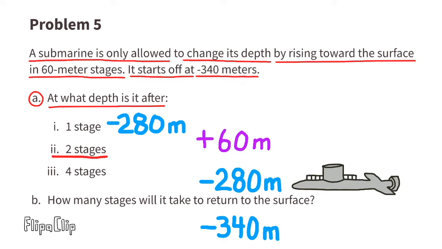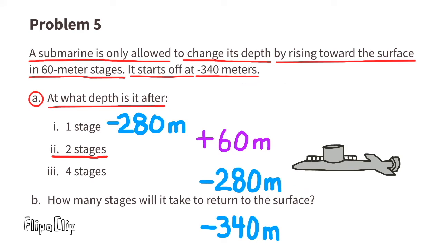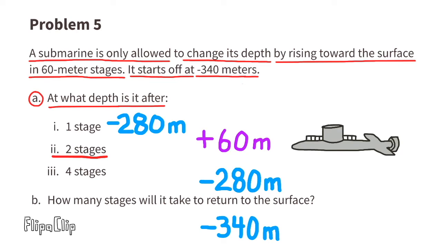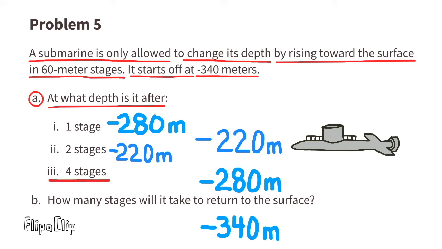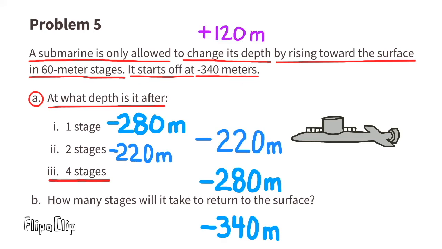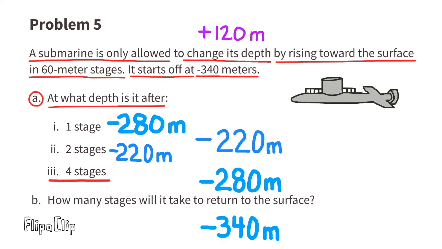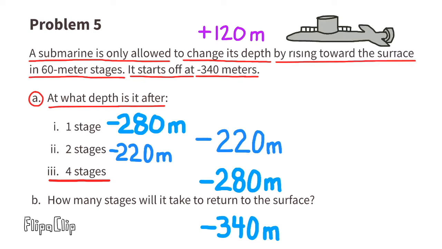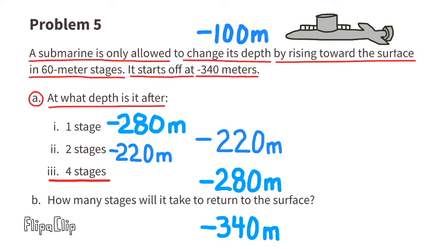So now we need to rise up another 60 meters for its second stage. Negative 280 plus 60 equals negative 220 meters, or 220 meters below the surface of the ocean. Finally, what's its location after 4 stages? So now we need to rise up 2 times 60, or rise up 120 meters. Negative 220 plus 120 equals negative 100 meters, or the submarine is located 100 meters below the surface of the ocean.